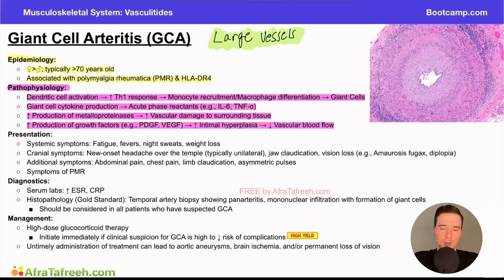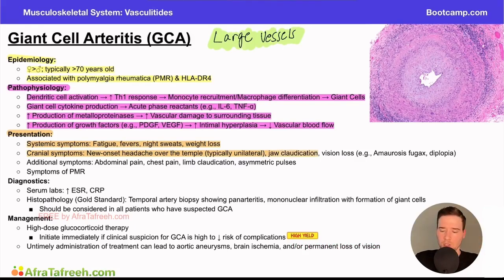Now, when we turn our attention to the presentation here, lots of different things can present, but there's going to be some systemic symptoms. These can include things like fatigue, fevers, night sweats, or weight loss. But the ones I really want you to focus on are the cranial symptoms. New onset headache over the temple region. Typically, this is going to be unilateral. Remember, I said this can sometimes also be called giant cell temporal arteritis because of the unilateral headache at the temple, giving it its name.